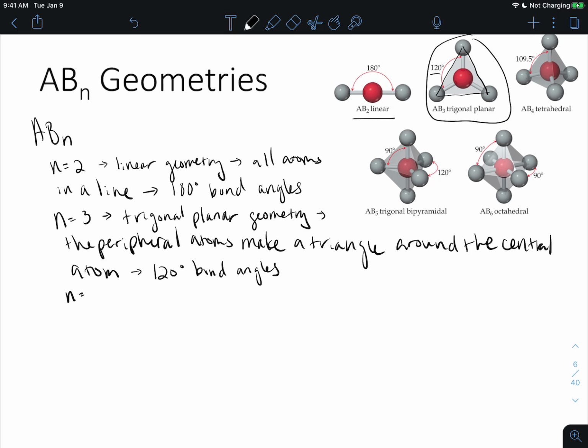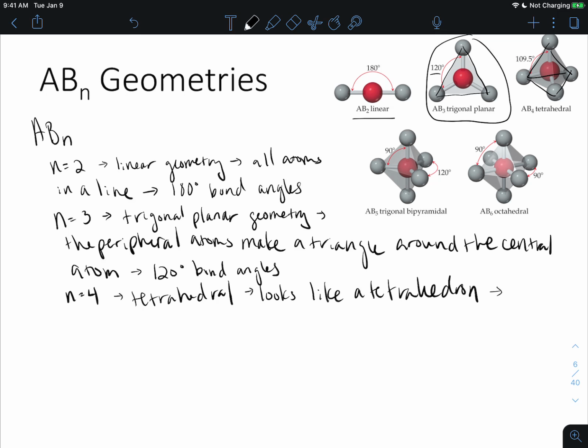Okay, next is our n equals 4. N equals 4 looks like a tetrahedron, so it's called tetrahedral. And this is the first geometry where we're not just in one plane, right? So the linear geometry and the trigonal planar are in one plane. Our tetrahedral brings us into our next plane, and we have 109.5-degree bond angles.